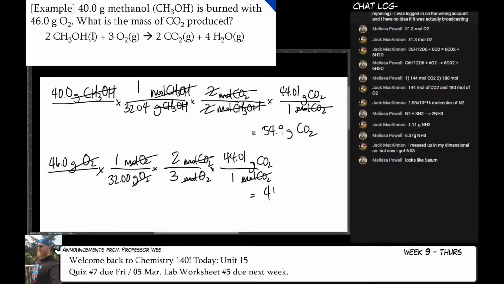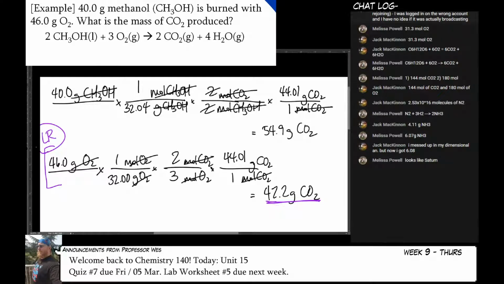And when I do this, I get 42.2 grams CO2. All right, so having done the problem twice, if I put in 40 grams of methanol, I could potentially make 54.9 grams of CO2. But if I put in 46 grams of oxygen, I can potentially make only 42 grams of CO2. Since I have made less CO2 with oxygen, oxygen is the limiting reactant. It limits the maximum amount that I can make.